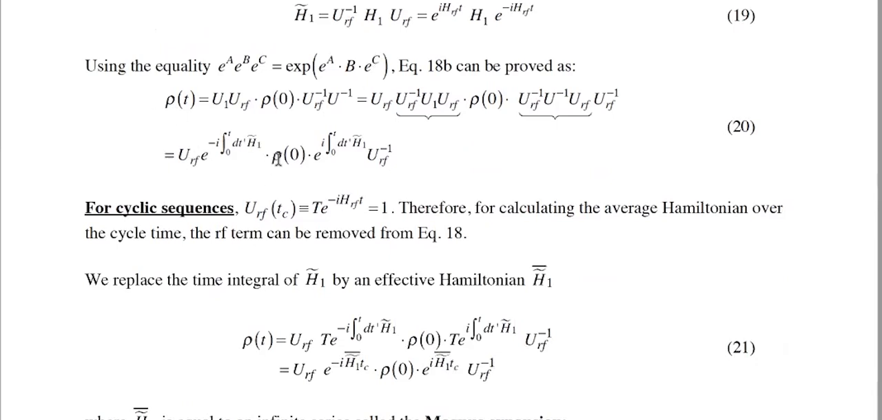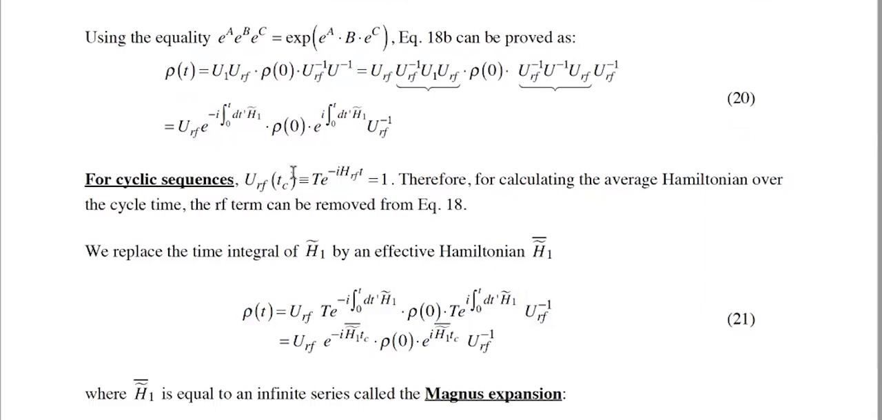rho of t should be evolved from rho of 0 by these terms. And so now what happened compared to equation 18 is basically I'm going to just take the average Hamiltonian instead of the full complicated form of U1. But when you look at these expressions, your rho of 0 is dressed by 2 types of propagators. There's always the RF propagator along the way. And so this is where we need to invoke cyclic sequences.